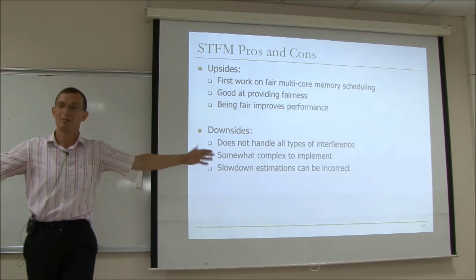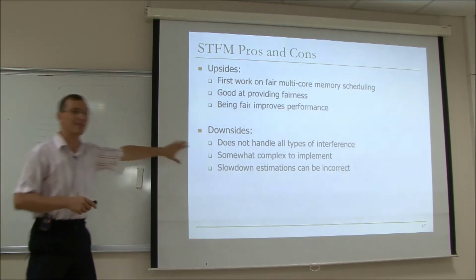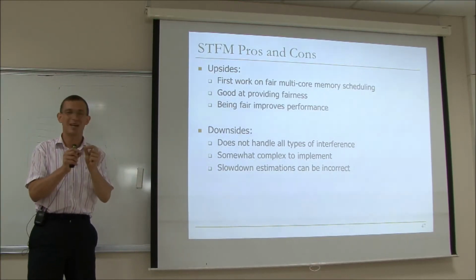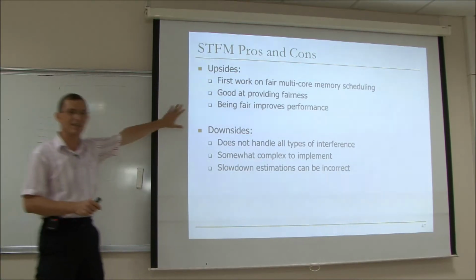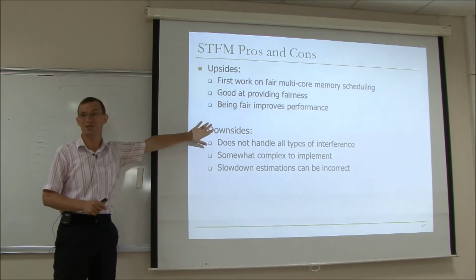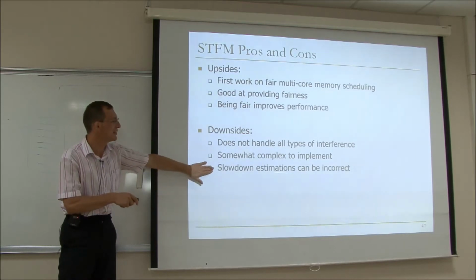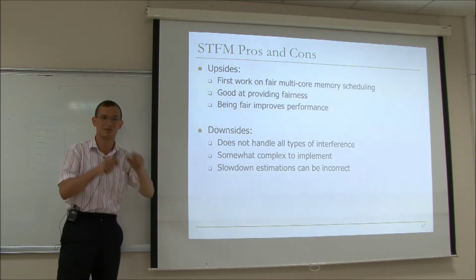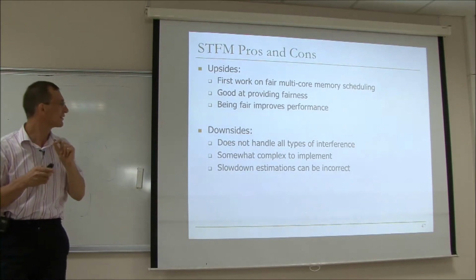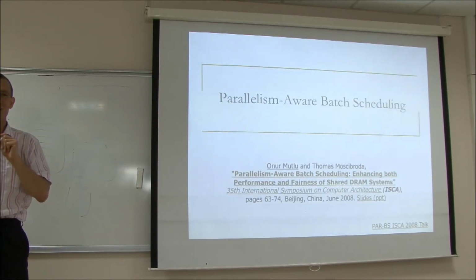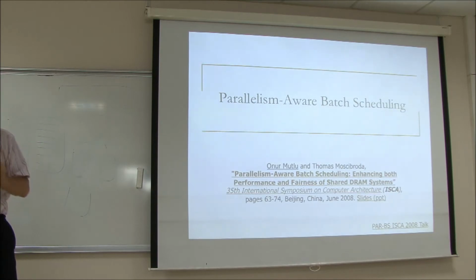But that's OK if you want to provide fairness, because what we're trying to do is really, as long as you get the thread that has been slowed down the most, you achieve the goal. We're not trying to provide predictable performance. You really need accurate slowdown estimations if you want to say, my slowdown should not be more than this. OK. Any more questions on this? OK, I'll keep going then.